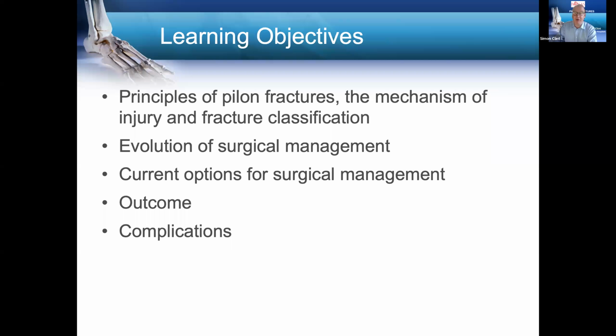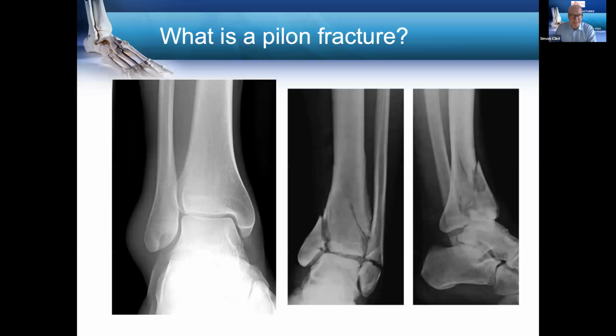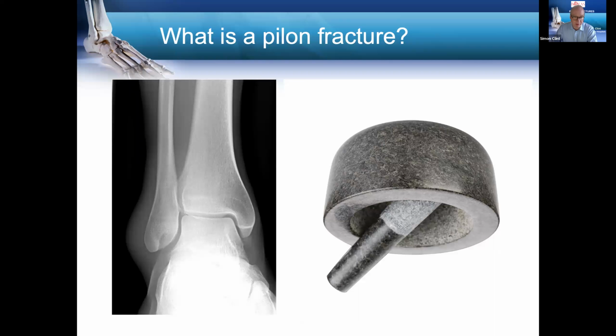these nasty fractures. So what is a Pilon fracture? A Pilon fracture is an intra-articular fracture that extends into the weight-bearing or the horizontal portion of the distal tibia. A pilon is the pestle, which is the pounding bit of a pestle and mortar. Pilon is French for pestle.